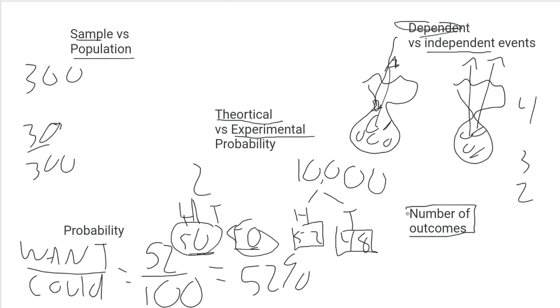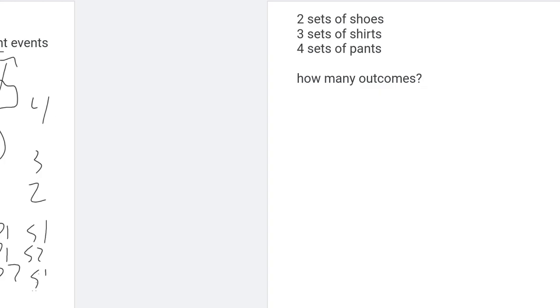Outcomes is the total things at the end. So let's say I had 2 pairs of pants, 5 shirts. How many outfits could I put together? Well, I could have pant 1 with shirt 1. I could have pant 1 with shirt 2, and so on and so forth. Then I could have pant 2 with shirt 1, and so on and so forth. So how many things could happen is the number of outcomes.